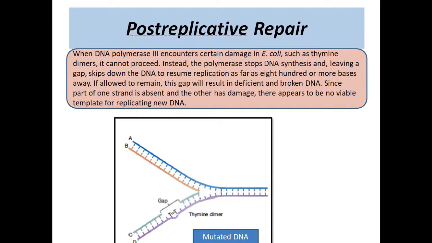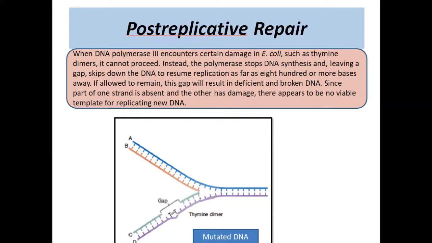And in this strand, what happens? A long gap is formed, and further on, the replication will continue also. So at the region of the thymine dimer formation, you can see a thymine dimer here. Corresponding to that, DNA polymerase 3 gets confused and it leaves behind a large gap.